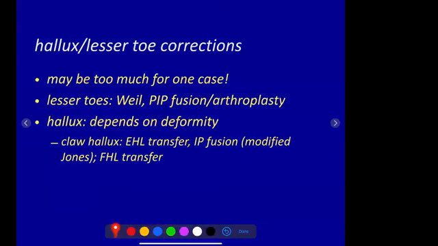What about the hallux and the lesser toes? So I think this surgery, you're doing many surgeries at a go. You're doing the Achilles tendon lengthening, a medial displacement calcaneal osteotomy, a peroneus longus to brevis tenodesis, a tibialis posterior tendon transfer, and an elevation osteotomy of the first metatarsal. I think that's quite a bit of surgery.